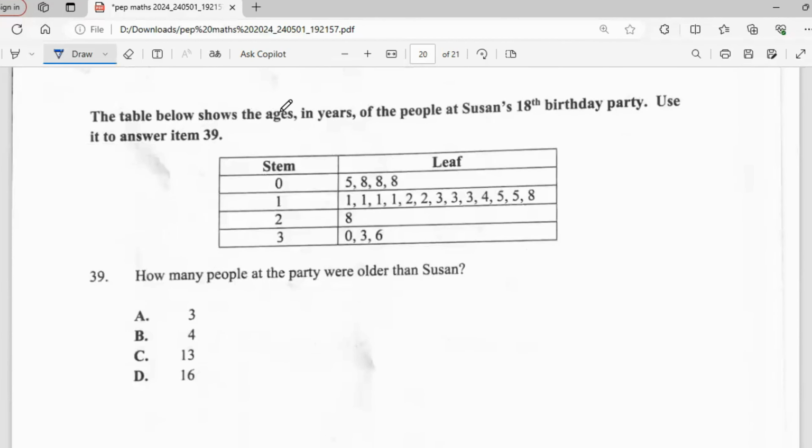Number 39. The table below shows the ages in years of the people at Susan's 18th birthday party. Use it to answer item 39. How many people at the party were older than Susan? For the stem and leaf plot, we put the stem and the leaf together and then we'll get the number. So the answer here is 28 is greater than 18, also 30, also 33, and 36. So that's 1, 2, 3, 4 persons that are older than Susan.